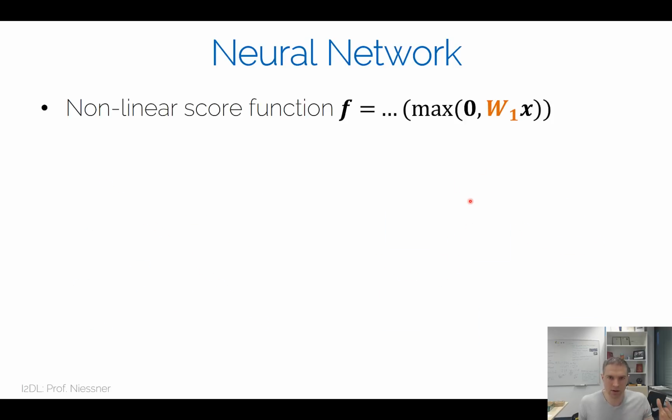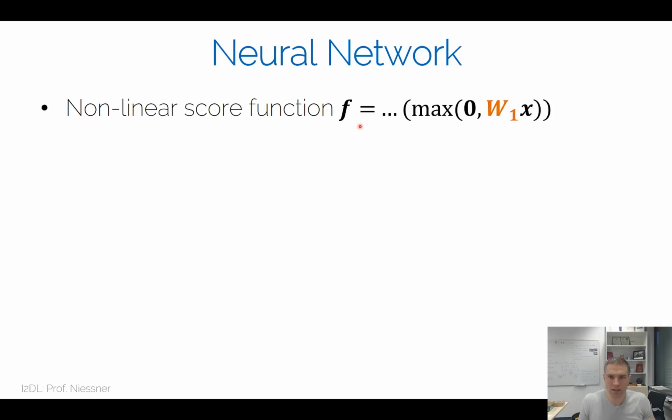Well, and this is exactly what we have done right now. We had these nonlinear score functions. Basically, we're stacking multiple layers together. We have here W1, right, maximum, then times W2, W3, W4, and so on, and we're stacking all of these together. So these are our nonlinearities.